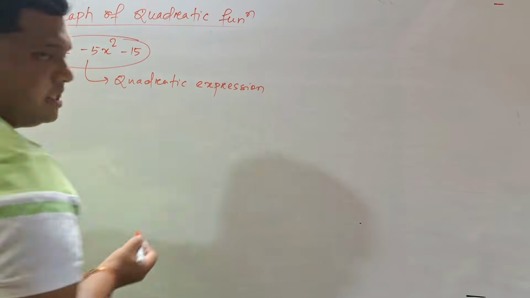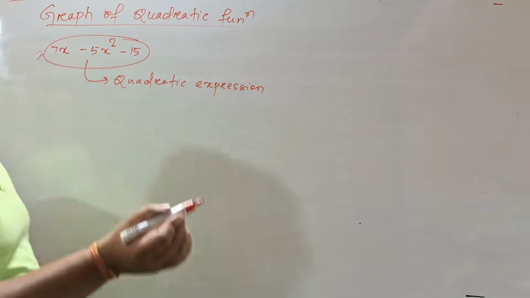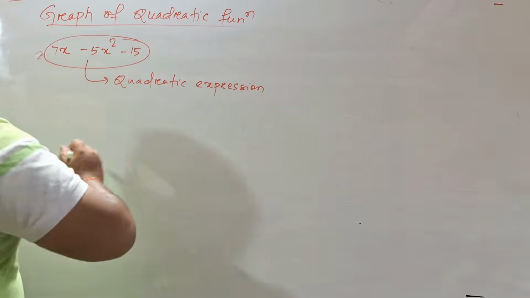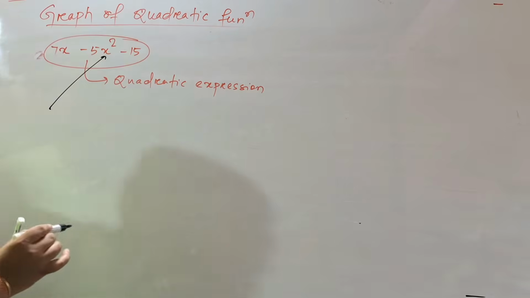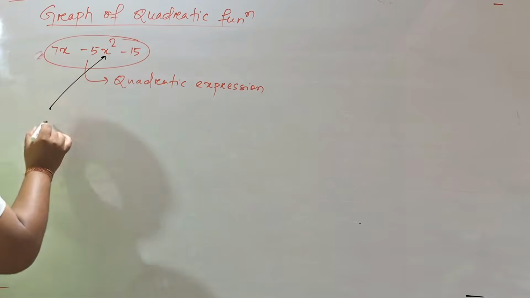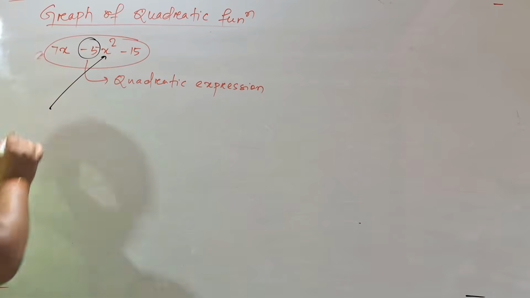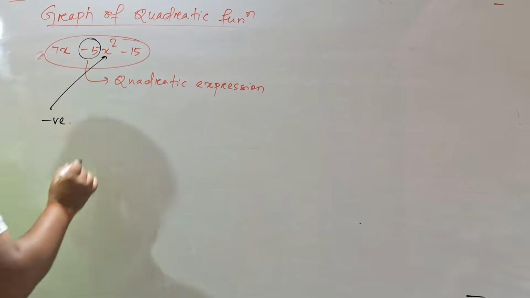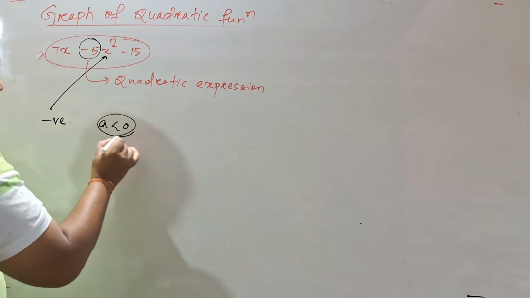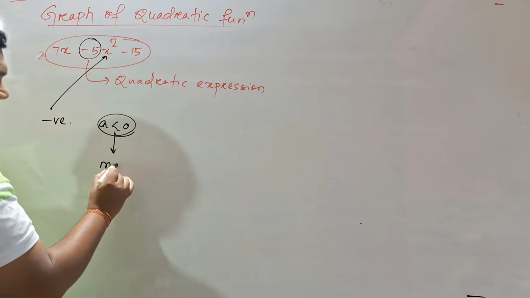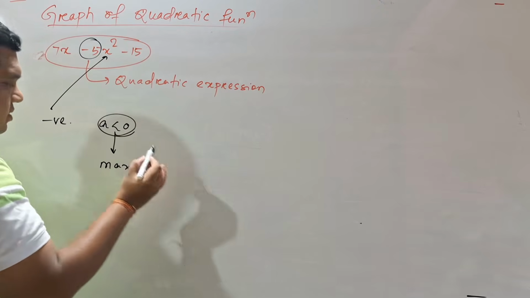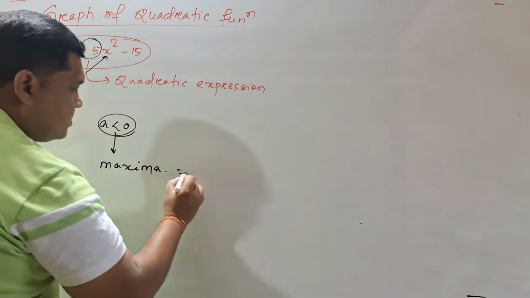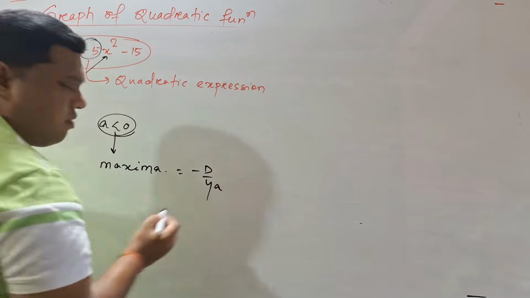By observing the expression, even if it is not stated whether to find the minimum value or maximum value, you can predict your answer. Why? Because if you observe, the coefficient of x square is negative, which means a is less than 0. A less than 0 indicates I will get maxima. Maxima means the question is to find the maximum point of this expression. And the maxima formula is minus D by 4a, and the formula is very easy.